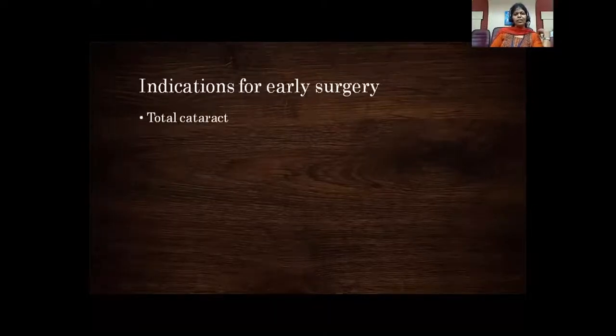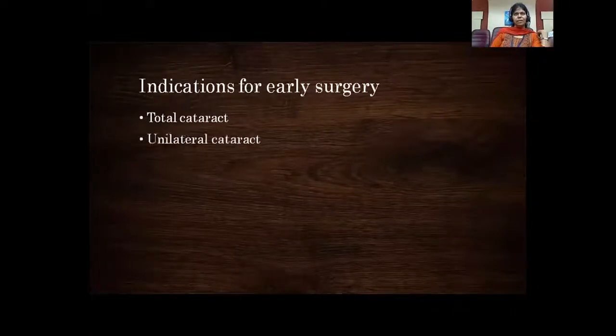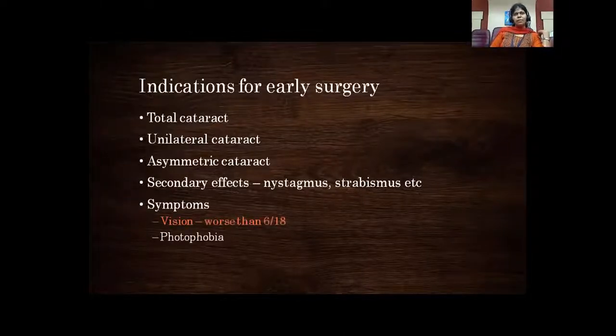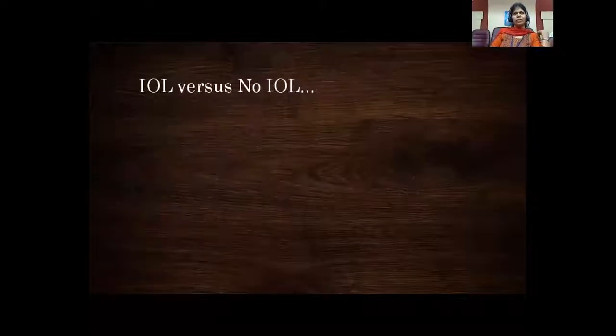Total cataract. Of course, there is no controversy here. Total cataracts have to be operated as early as they present. And unilateral cataracts in a child is almost like an emergency. You have to operate as early as they present. Asymmetric cataracts behave similar to unilateral cataracts, and presence of secondary effects like nystagmus and strabismus mean there is always a sensory component involved and already vision is getting compromised. And symptoms, a school-going child with a vision worse than 6/18, a child with photophobia, all these warrant early surgery.